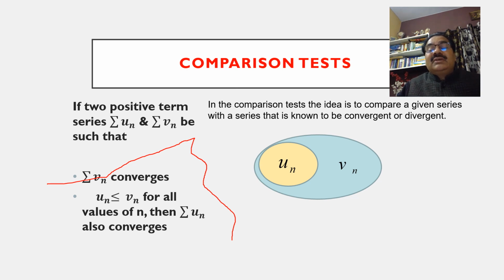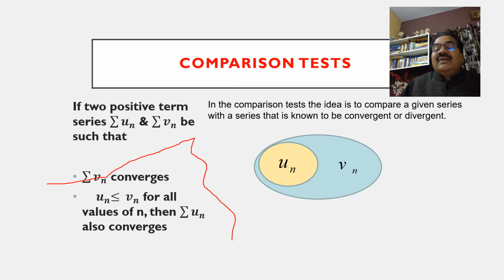In the comparison test, the idea is to compare a given series with a series that is known to be convergent or divergent. Because of that, this is called the comparison test, because two positive term series, summation of Un and summation of Vn, will converge or diverge together. Here it will be very easy for you. Just take it in a set and superset picture. Un is already contained in Vn, so Vn is a superset and Un is a subset.